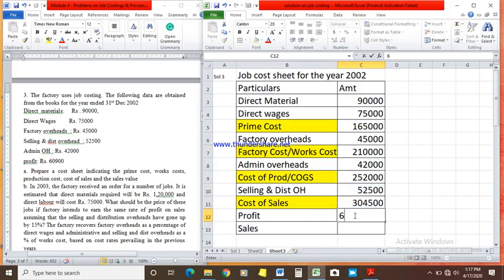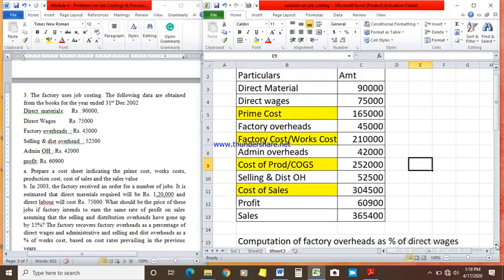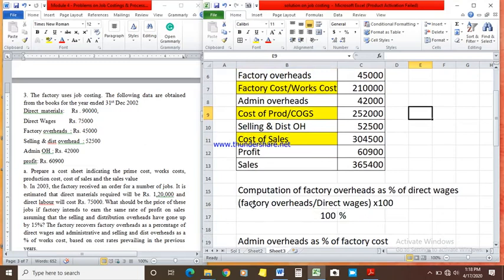In this problem, profit is given 60,900. So accordingly the sales value is going to be 3,65,400. Now let's find out what is the overhead percentage. Here also they have told us the factory overhead is going to be recovered as a percentage of direct wages. Administrative and selling and distribution is going to be recovered as a percentage of works cost. But in this case, the selling and distribution overhead has gone up by 15%. So let's first find out one by one.